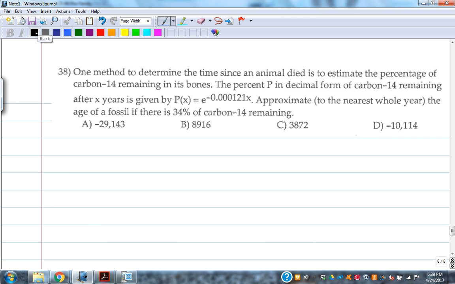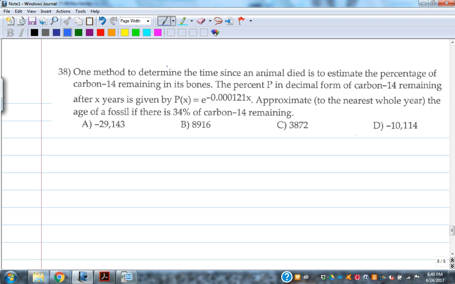One method for determining the time since an animal died is to estimate the percentage of carbon-14 remaining in its bones. The percent P in decimal form of carbon-14 remaining after X years is given by this function. So they give you an equation where E is the base, and then that big long decimal there is the exponent, and that X is in the exponent as well. Approximate to the nearest whole year the age of a fossil where there's 34% of carbon-14 remaining.